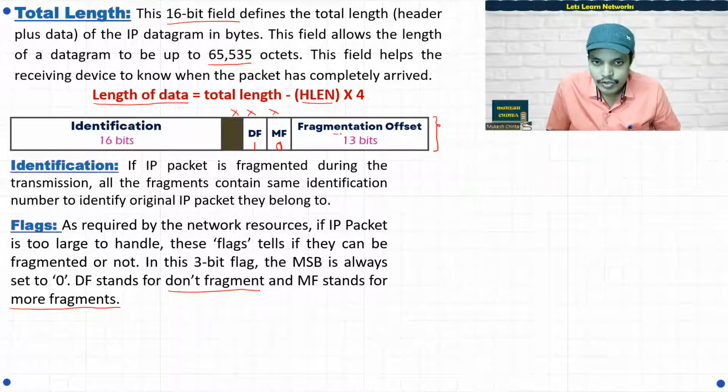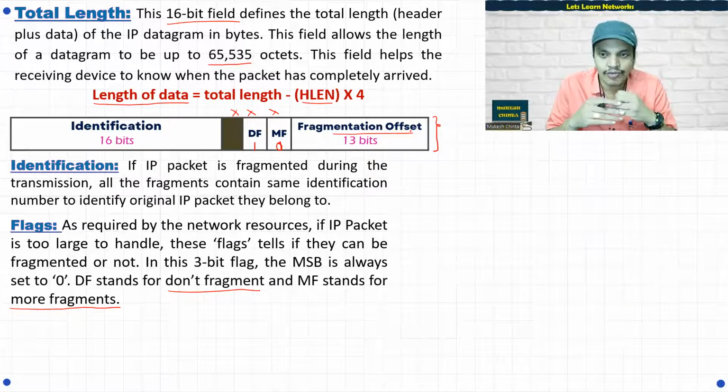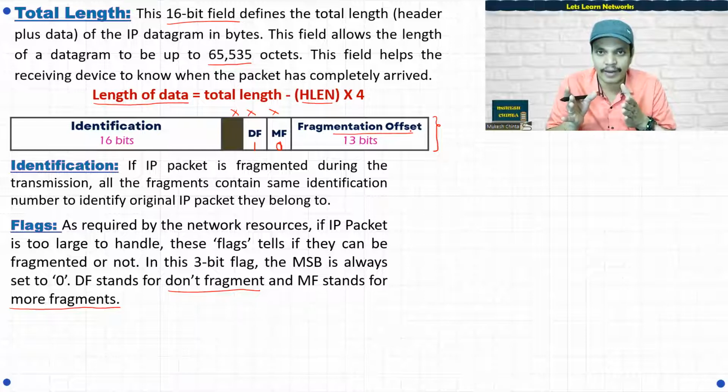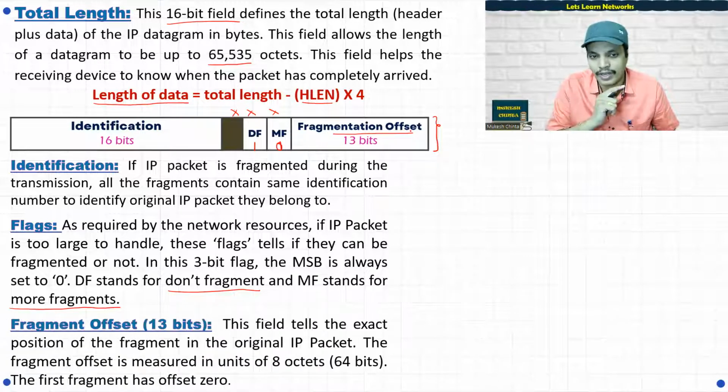What about this fragmentation offset? This is very important, because when I divide the large packet into fragments, these 2 flags can only convey which is the last fragment, but they don't convey whether it is the third one, fourth one, fifth one, or sixth one. This offset value will tell the receiver, while reassembling the fragments, which fragment goes in which place. This field tells the exact position of the fragment in the original IP packet. The fragment offset is measured in units of 8 octets. For the first one, it has an offset 0.